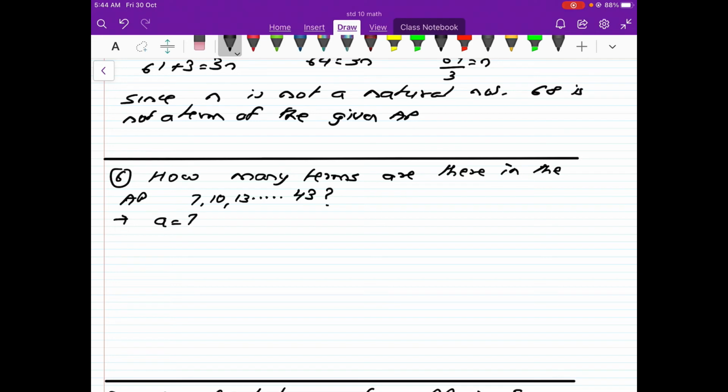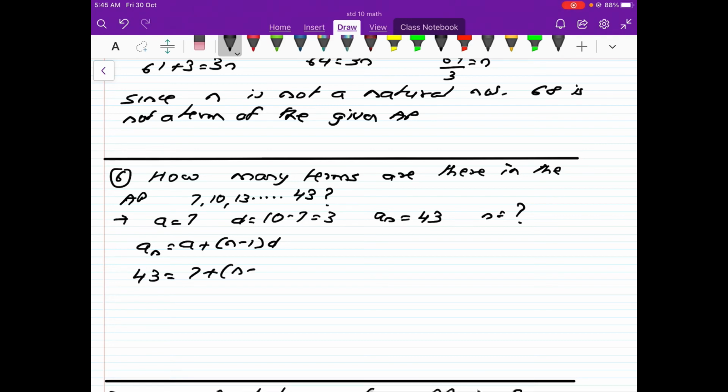A is equal to 7. What is D? It is 10 minus 7 means 3. And what is the last term? an. It is given to us as 43. So what do we want to find? How many terms are there? Means simply we have to find the value of n. So putting the same formula, an is equal to a plus n minus 1 into d. We will write this as 43 is equal to 7 plus n minus 1 into 3.